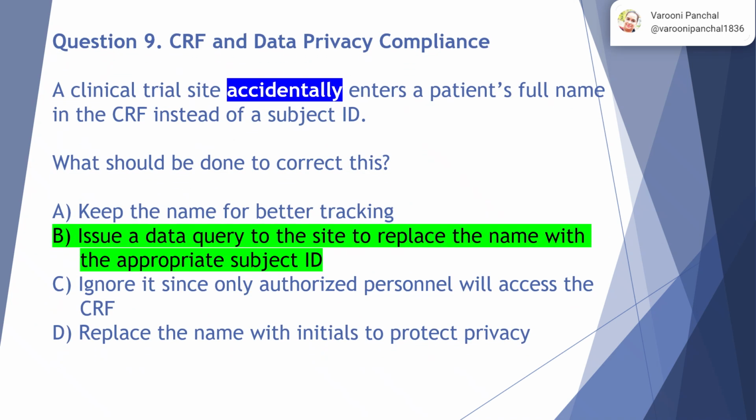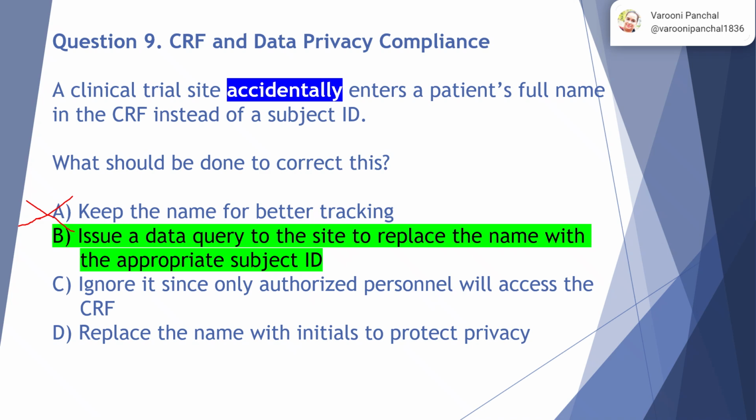Question 9. CRF and data privacy compliance. A clinical trial site accidentally enters a patient's full name in the CRF instead of a subject ID. What should be done to correct this? Keep the name for better tracking. No. You cannot disclose the name of that specific patient in the clinical trial, right? The patient's personal details, name, mother's name, father's name, surname, all these information should be private and confidential.